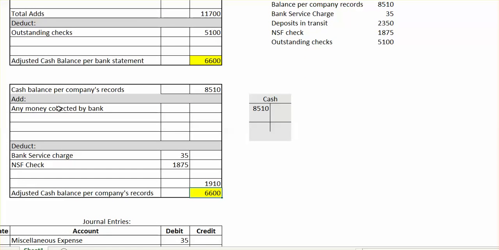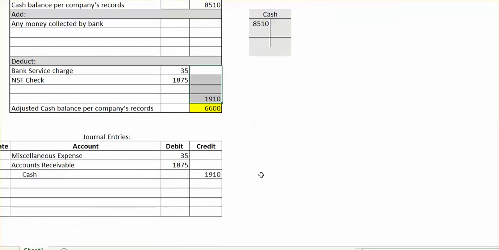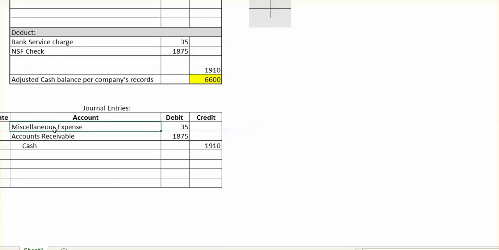Any adjustment to the company's record is going to require a journal entry. Normally, there's one journal entry for any additions to cash, and there's one journal entry for any subtractions to cash. And so, what you'll do here is you'll debit miscellaneous expense for this bank service charge for $35. You'll debit accounts receivable because this bounced check means you'll credit cash for $19.10.